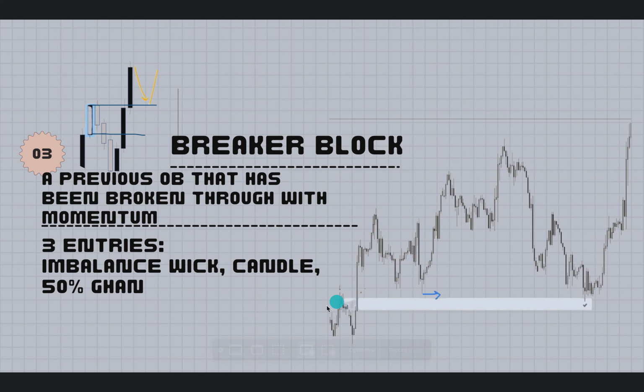Or we can just identify the bodies of this base, spread it across just like we have right here in white, and we can enter off of the very top of this instead of the 50% like the other entries.